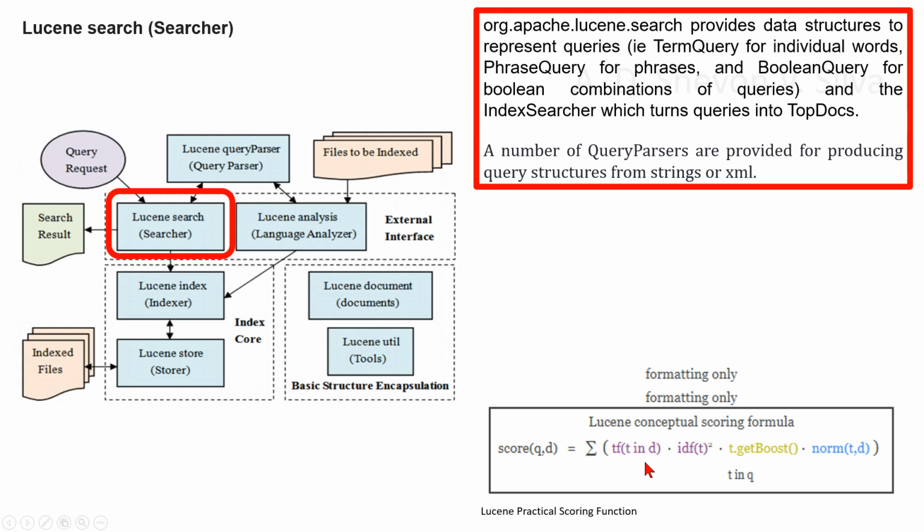The default computation for TF T in D in classic similarity is term frequency computation: TF T in D equals frequency to the power half.